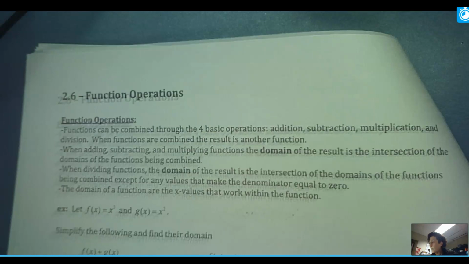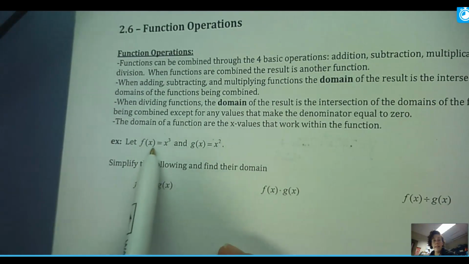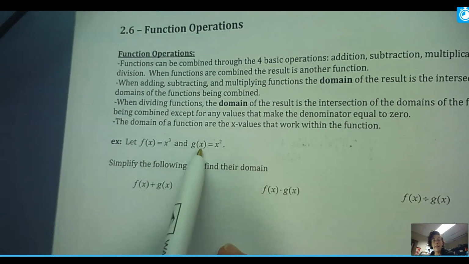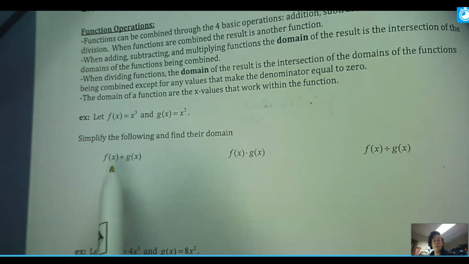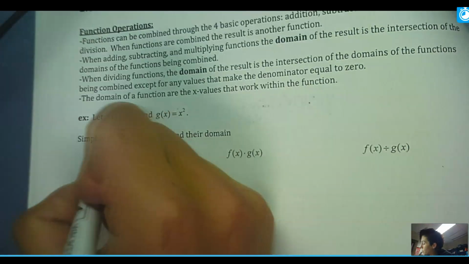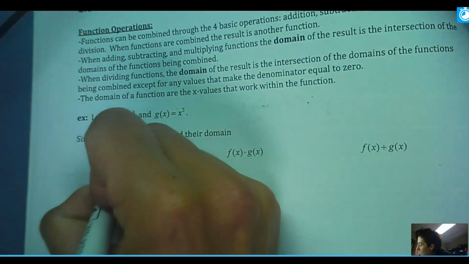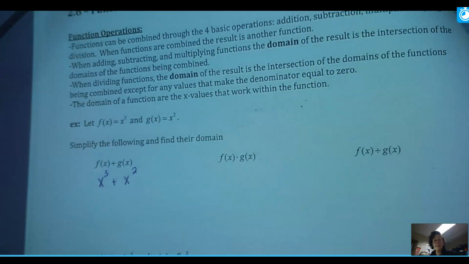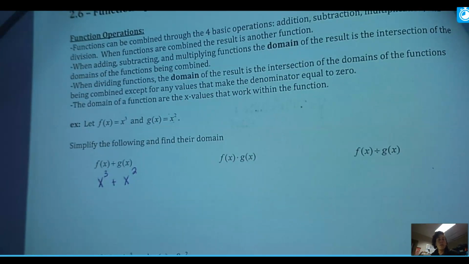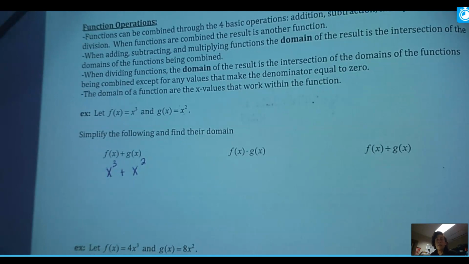So we're going to start out with 2 functions, f of x, which is x cubed, and g of x, which is x squared. And we're going to walk through their math. So just real simple, I should take f of x, which is x cubed, and I should add to it x squared. And that's it. That's all you can do. So you can't actually add these because they're not like terms.